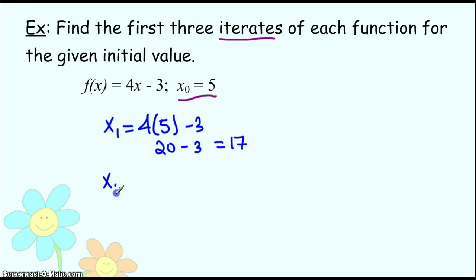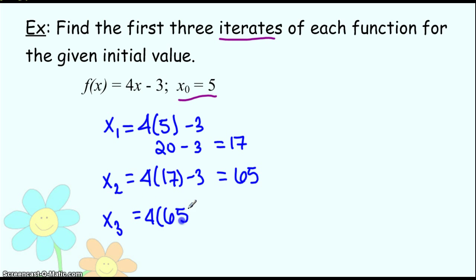For the next iteration, we want to take the previous answer and put it back into the function. There's the composition for you. So 4 times 17 minus 3 gives us 65. And our third iteration, we're plugging 65 in for x. So 4 times 65 minus 3. So 260 minus 3 gives us 257. So those are the first three iterates of the function with the initial value of 5.